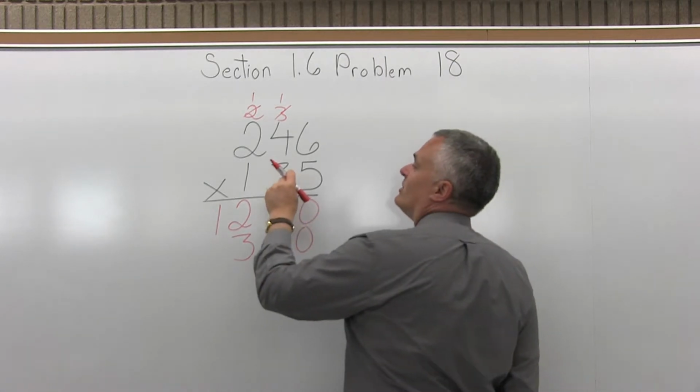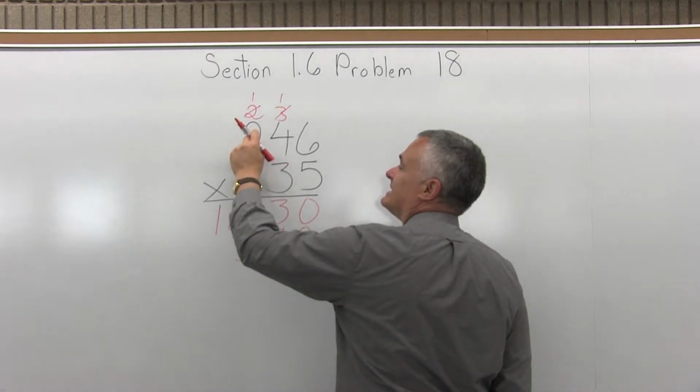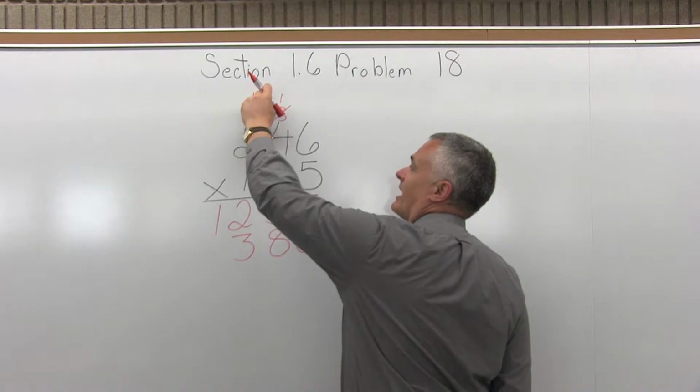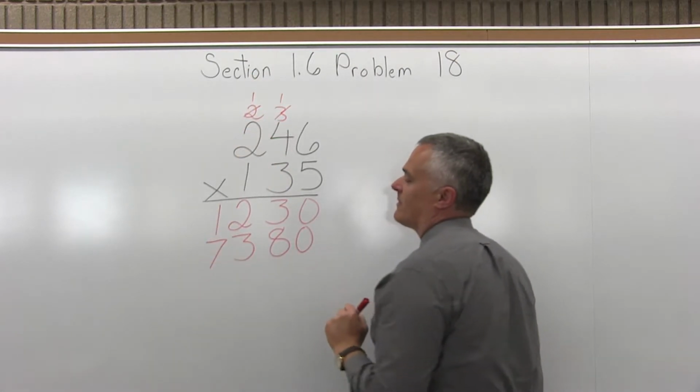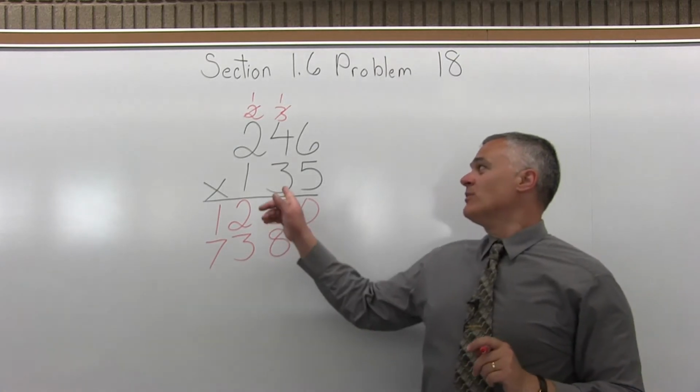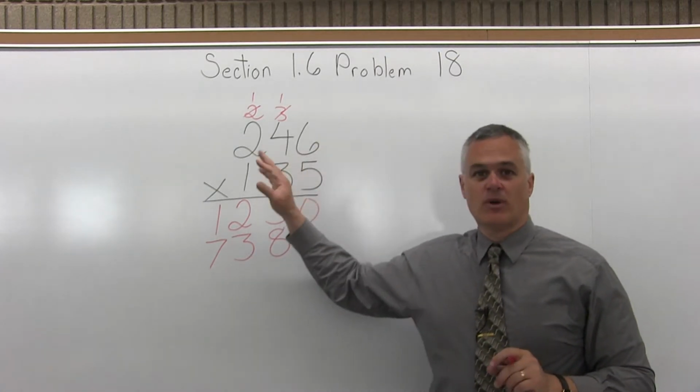So now 3 times 2 is 6, and then I add the 1 that I carried from before. So 6 plus 1 more is 7. Now I've multiplied the 3 times the entire top row. I'm done with the 3.